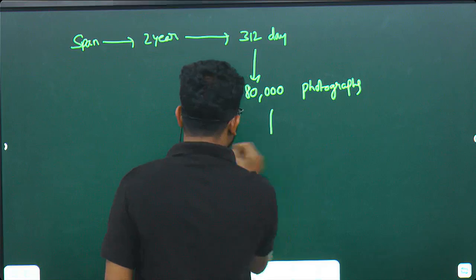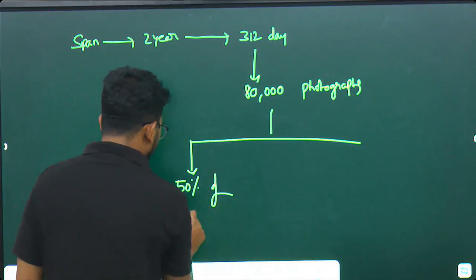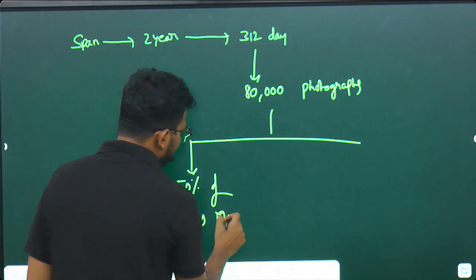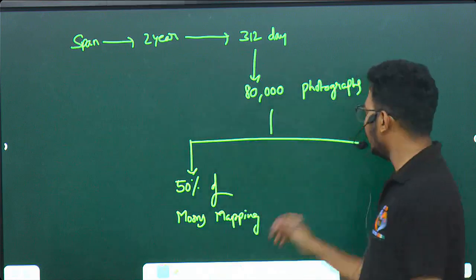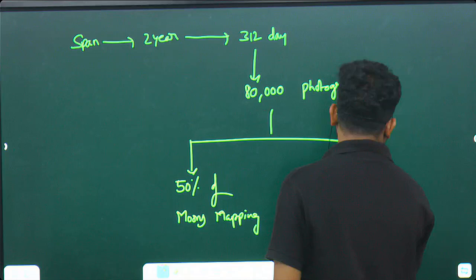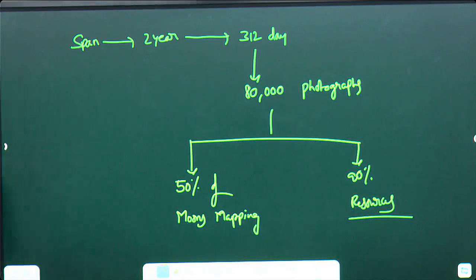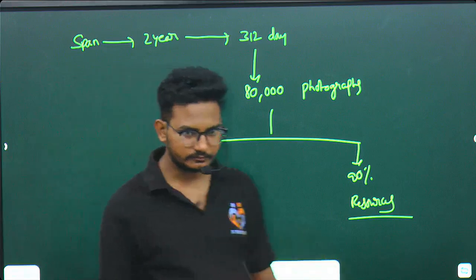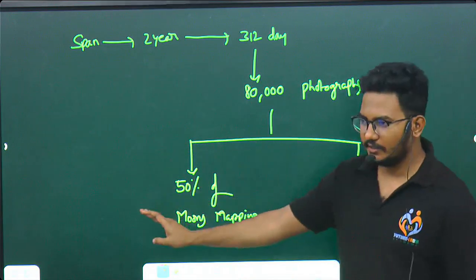80,000 photographs, and it has done almost 50% of the moon's mapping. And it has found 90% of the resources of the moon surface. See, the mission's objective is 100% resources finding and 50% moon mapping.